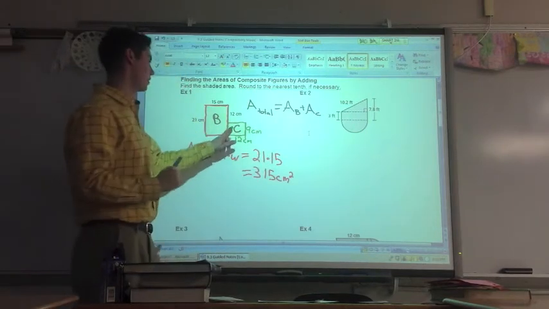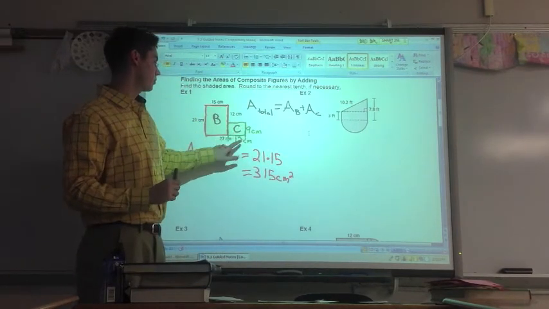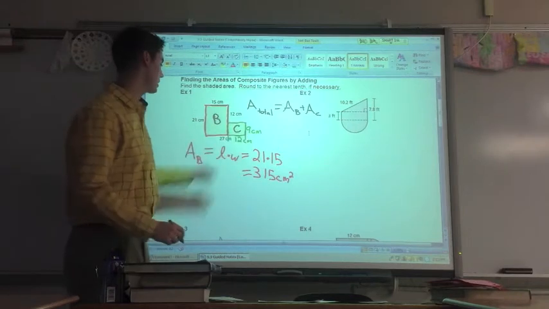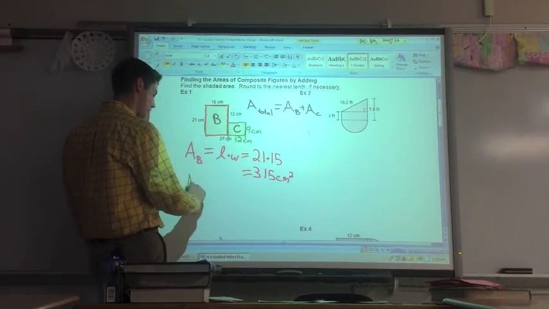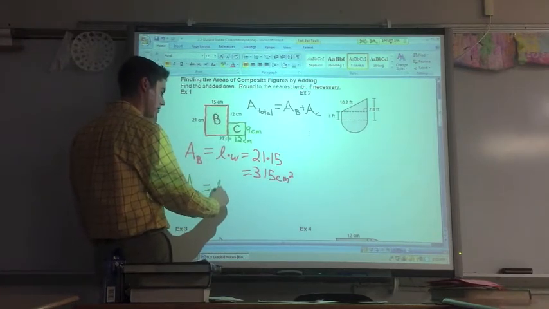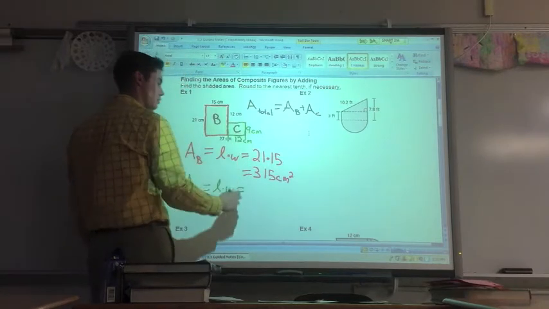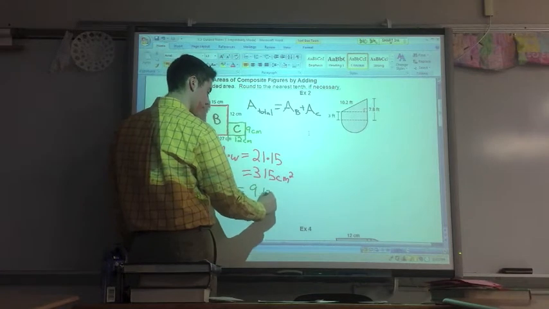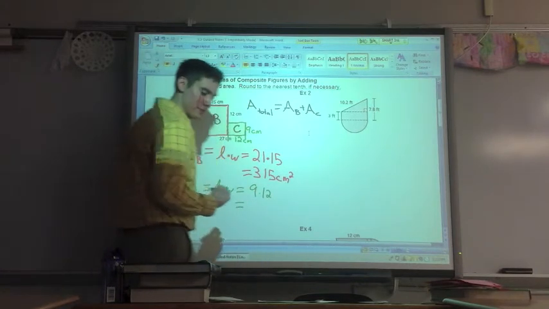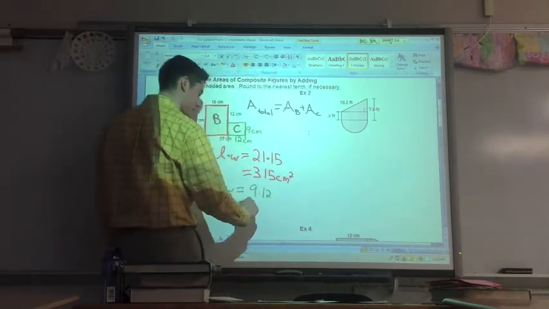And so we know the area of region C is the length times the width, which in this case is 12 times 9. And so in green, I'm going to go ahead and find the area of region C, which is length times width, and that would be 9 times 12, which, when you solve it, comes out to be 108 centimeters squared.